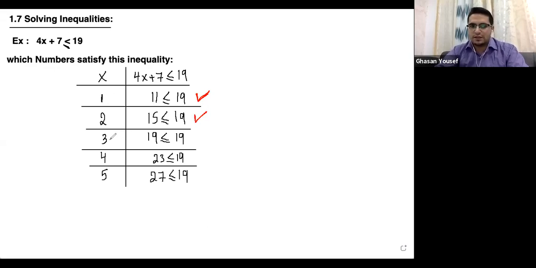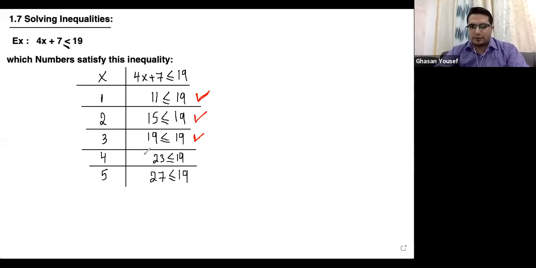What about when x equals 3? They give me 19 less than or equal to 19. Natasha, what about this one? Is 19 less than or equal to 19? Yes, this is correct. So when x equals 3, this also satisfies this inequality.